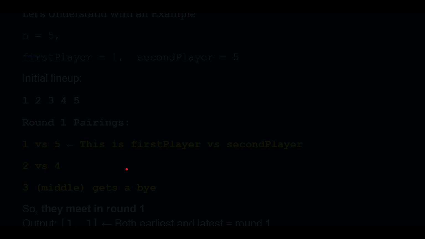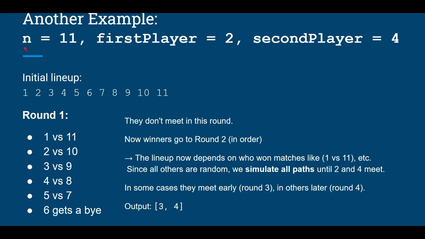I hope you understand. Now see another example where n is equal to 11, the first player is 2 and the second player is 4.